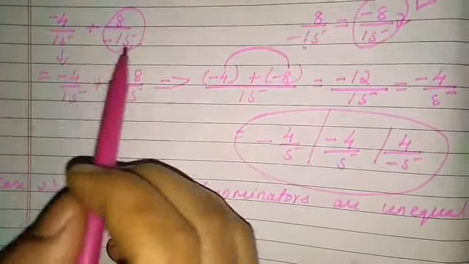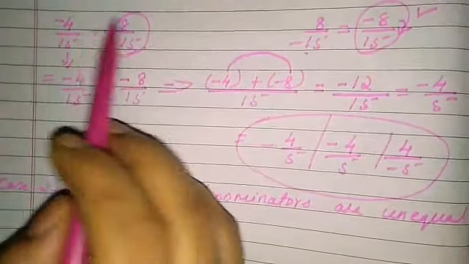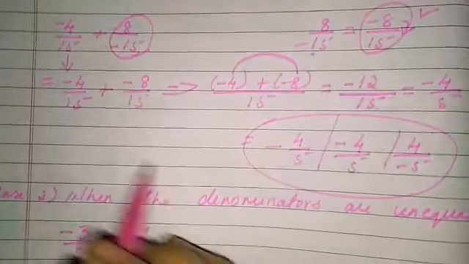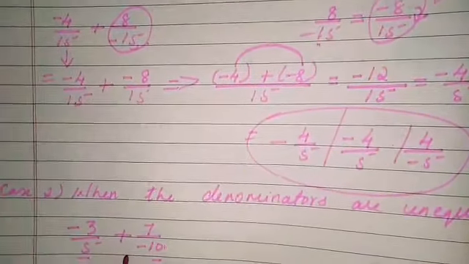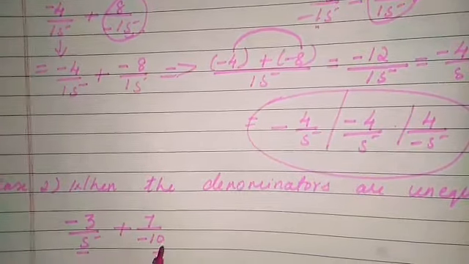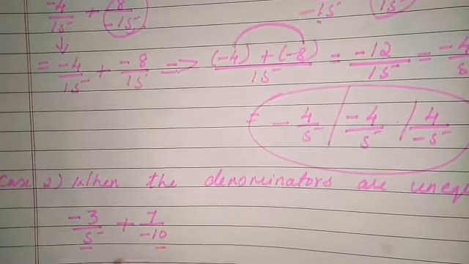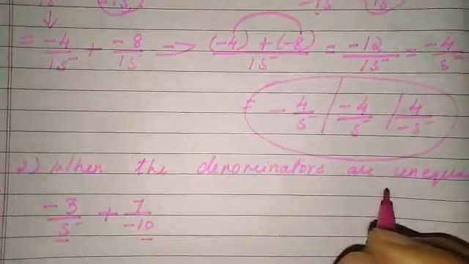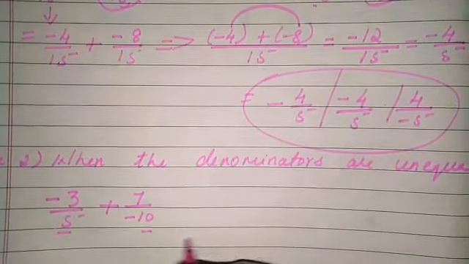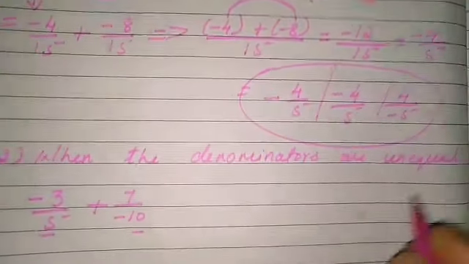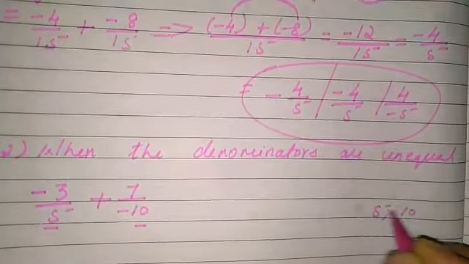So the denominators were same and we just had to add the numerators. That's all we had to do. But in this problem, the denominators are unequal. So we will have to make the denominators same. And for that, we will have to find out the LCM of 5 and 10. So I'm sure you all know how to find out the LCM.